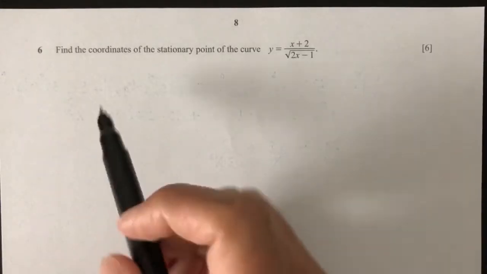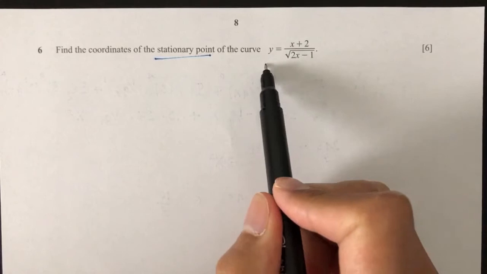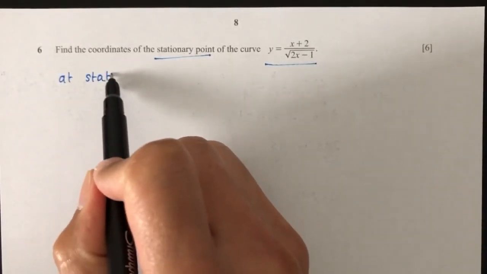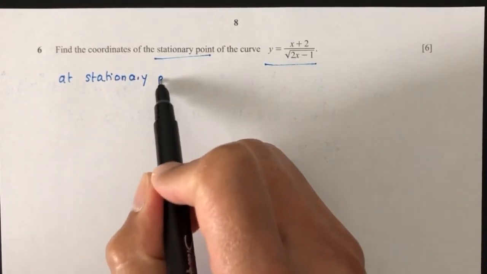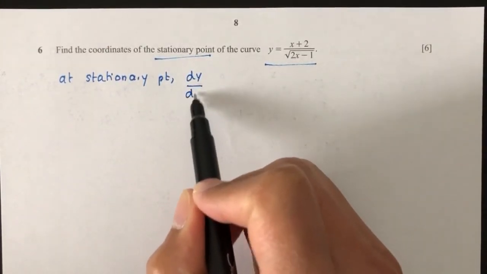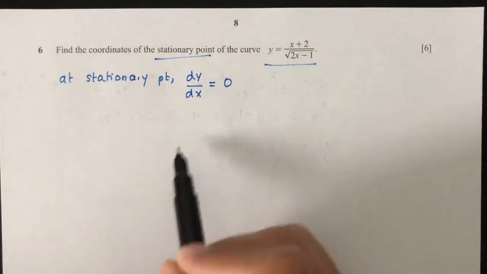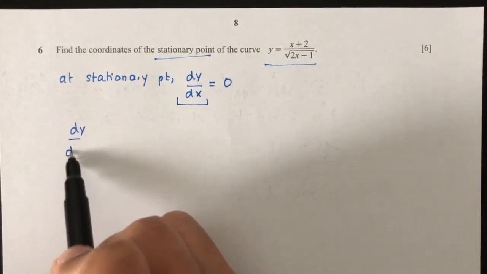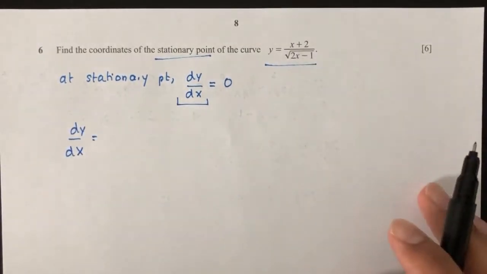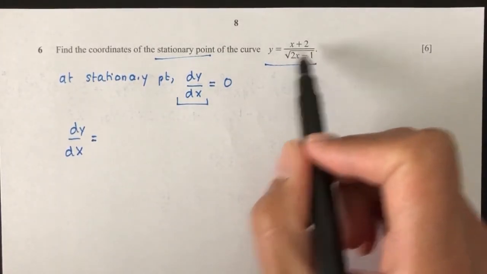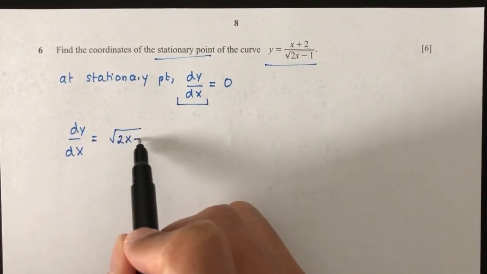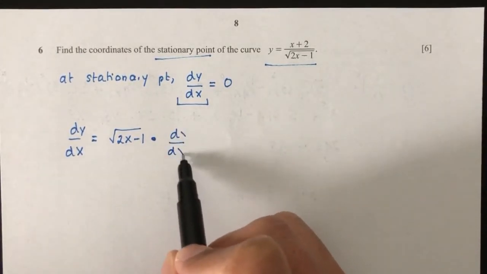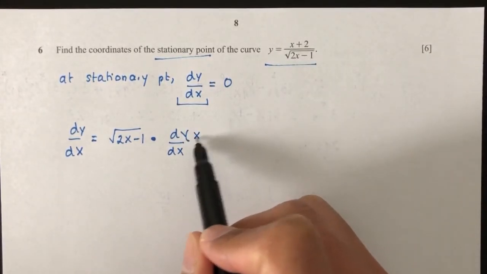Question number 6, find the coordinates of the stationary point of this curve. So what do we know? At the stationary point, we know that dy by dx is equal to 0. So we first have to find dy by dx. We know y is this. So dy by dx is equal to what? By the quotient rule, the first step is to write the bottom as it is, multiplied by d by dx of the top term, x plus 2.